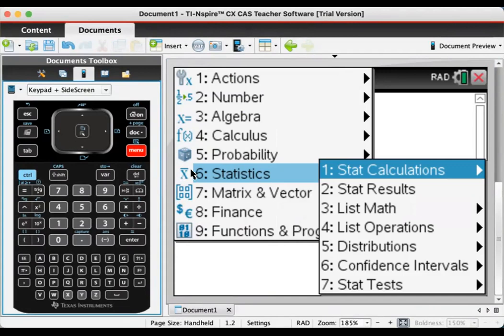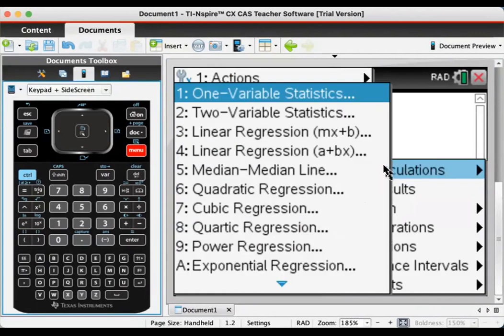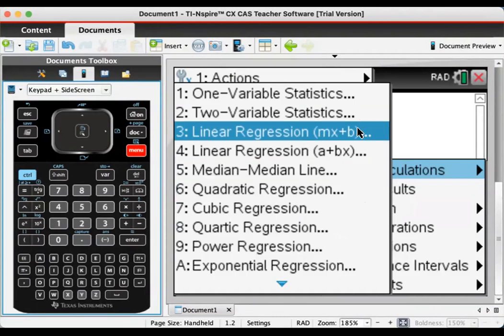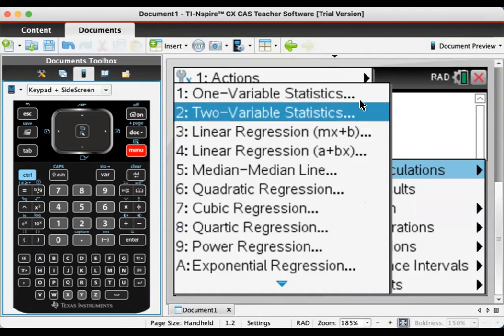Statistics. So you can see with the X bar there. So you go to number 6. You go to stat calculations. Statistic calculations, yeah? And are we dealing with univariate, one variable, or 2 variables? Which one do you reckon it is?